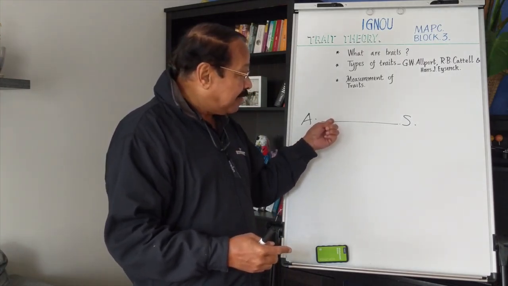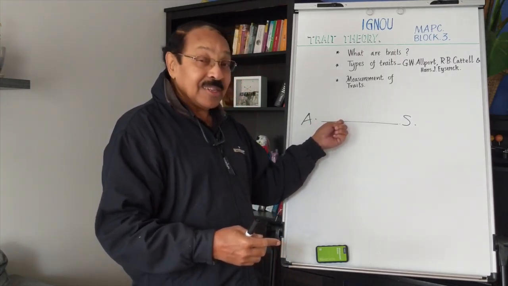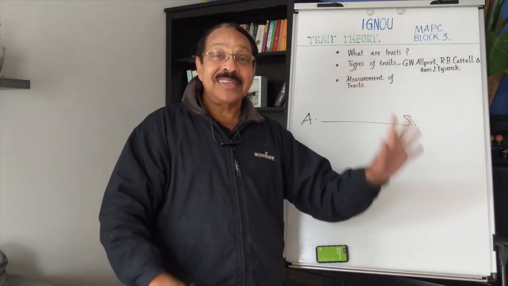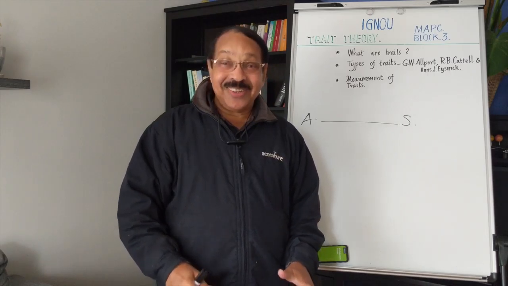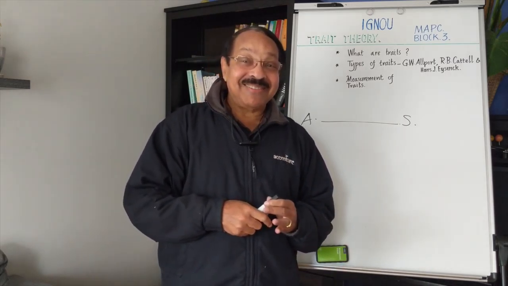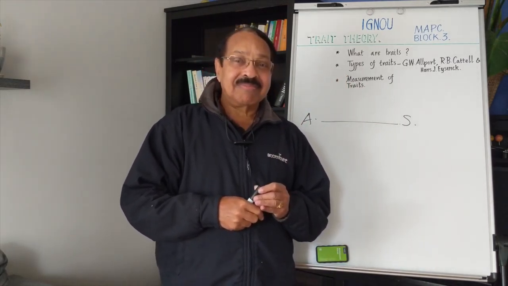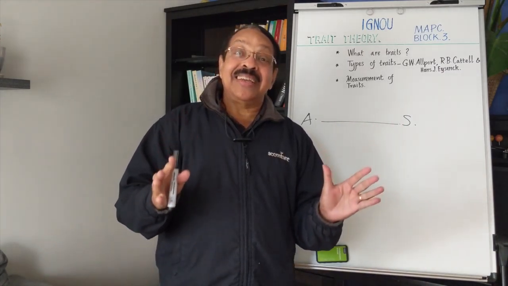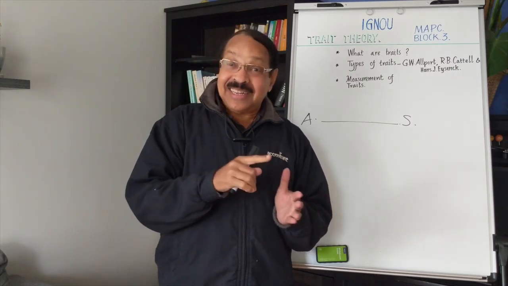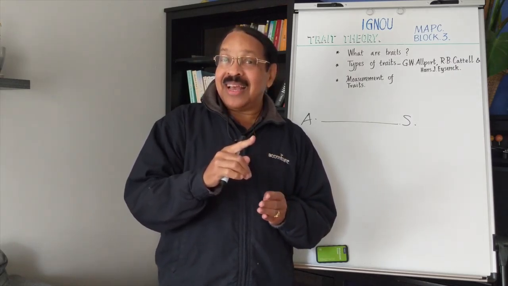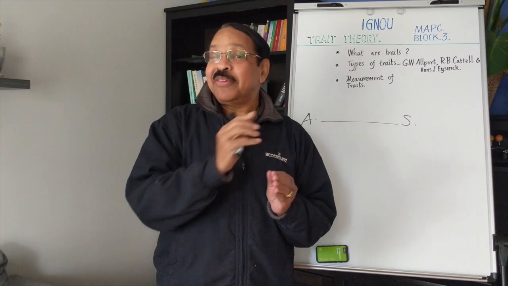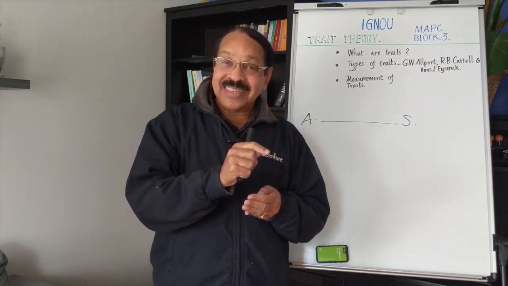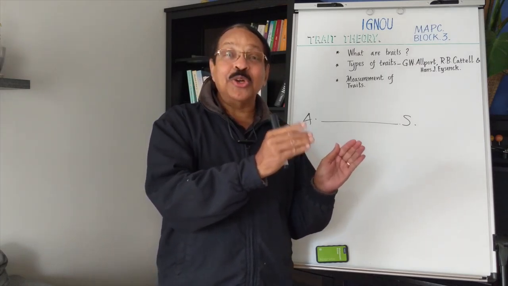A person's position will be sometimes here, a very dominant person will be here, a submissive person will be here, right? So I repeat the definition once again. What's a trait? Get ready to answer, right? A trait is a relatively permanent and enduring attribute of personality that can be measured within a continuum.